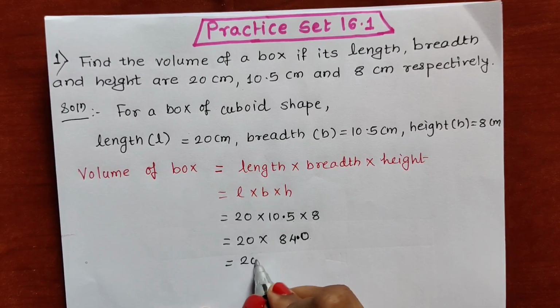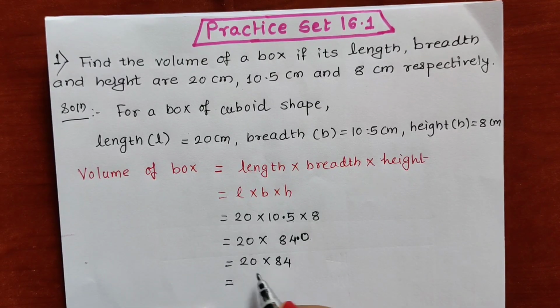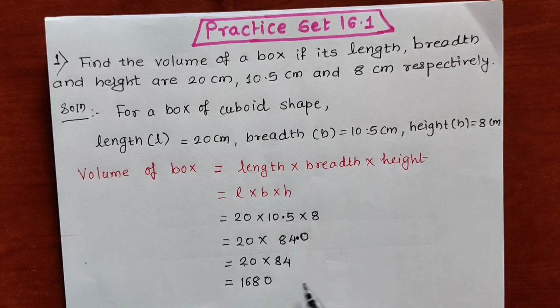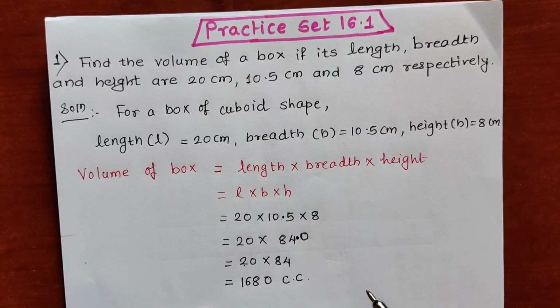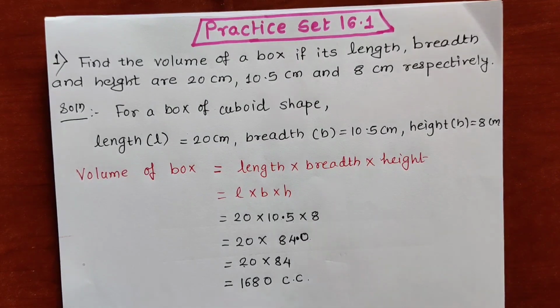That means 20 multiplied by 84. Now we will multiply by 20. This 0 as it is I write. 2 4s are 8 and 2 8s are 16. 1680 cc or cubic centimeter we can say it as. So volume of box is 1680 cubic centimeter.